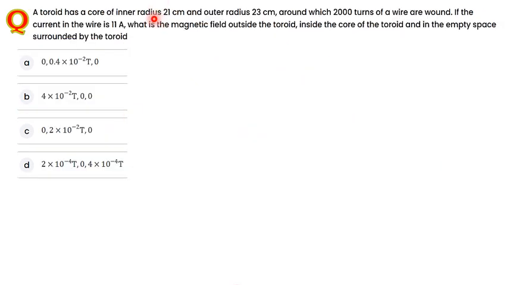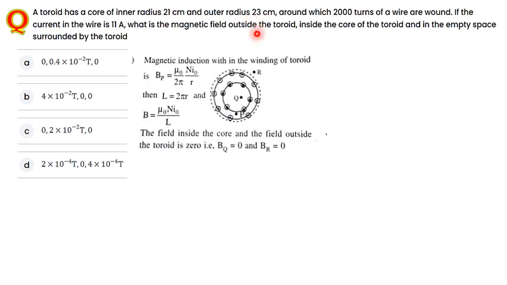Okay, now the next one is about the toroid with a core. The inner radius they have given is 21 centimeter, and the outer radius is 23 centimeter. I'll just show you, this is from here to here. Consider the inner radius here as 21 and the outer radius as 23 centimeter, around which 2000 turns, the number of turns of the solenoid that is made into a toroid here, is 2000 turns. The current in the wire they have given is 11. What is the magnetic field outside of the toroid, inside of the core of the toroid, and in the empty space?